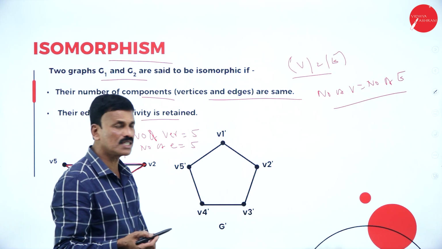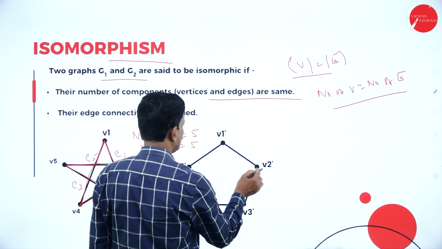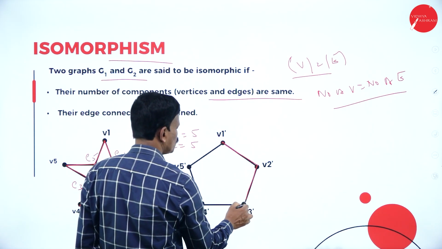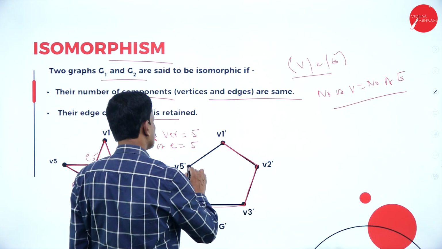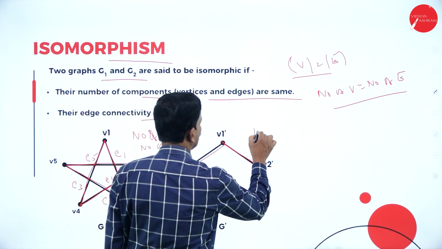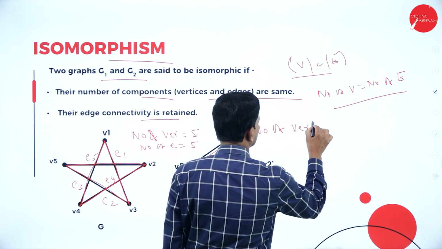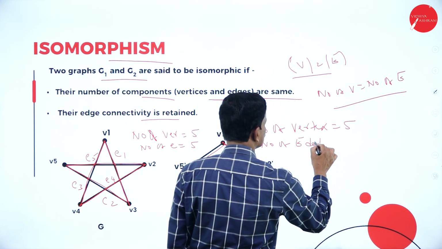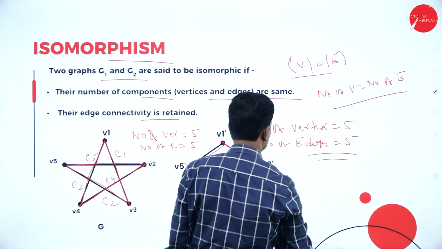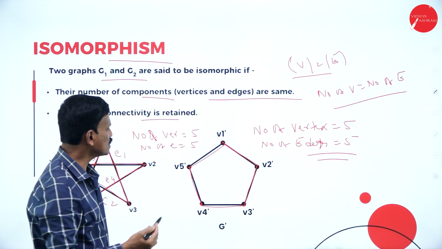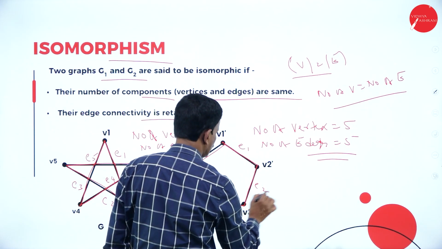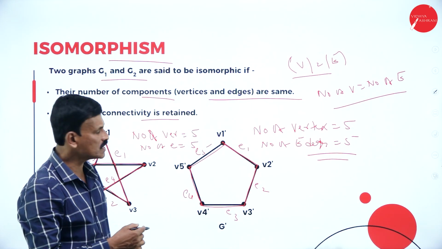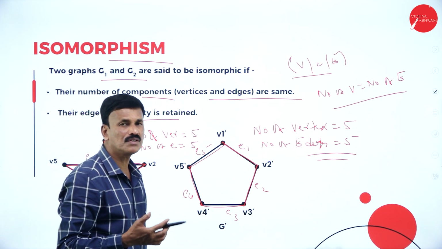Now let us consider one more example. There are 5 vertices: V1, V2, V3, V1 dash, V2 dash. So V1 to V2, V2 to V3, V3 to V4, V4 to V5 and again V1. The number of vertices is 5 and the number of edges is also equal to 5. So 5 is equal to 5. Therefore, this is also an example of an isomorphic graph, since the number of vertices and number of edges are the same.